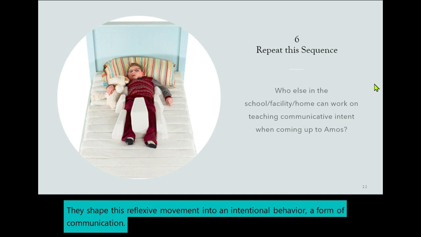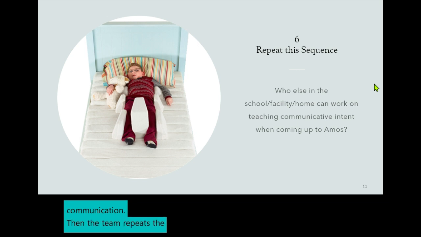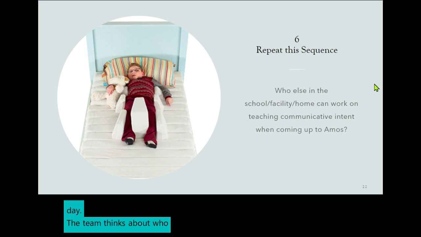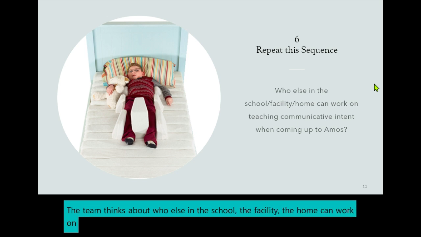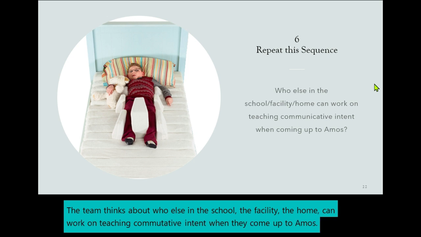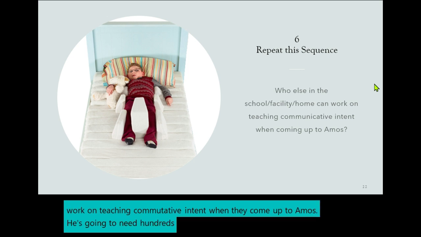Then the team repeats the sequence as often as they can throughout the day. The team thinks about who else in the school, the facility, the home can work on teaching communicative intent when they come up to Amos. He's going to need hundreds of opportunities to get the idea of making others do what he wants.